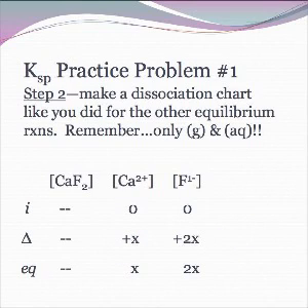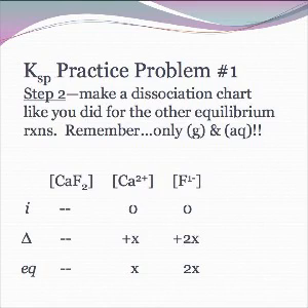Step 2 is to make a dissociation chart, just like you did for the other equilibrium reactions. But again, we can only use gaseous and aqueous substances. So if you want to make your 3 column headings CaF2, Ca2 positive, and F1 negative and put brackets around them to indicate molarities, that's fine. But what I want you to realize is that your initial concentration of CaF2 cannot exist. It's not that it's 0, it's just not present. So we don't fill anything in the CaF2 column. And that means that you will have an initial concentration of Ca2 positive and F1 negative that is 0.